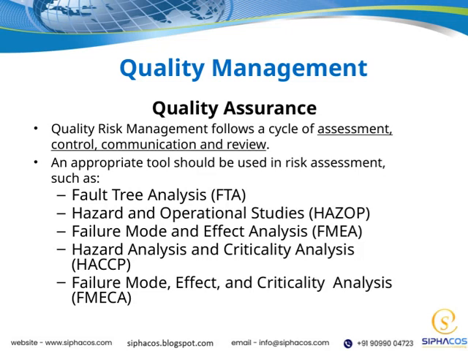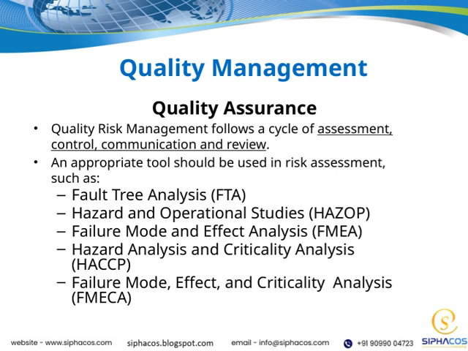Let's talk about quality assurance. In this area, quality risk management follows a continuous cycle that includes assessment, control, communication, and review. This cycle helps us identify potential risks, implement controls to mitigate them, communicate effectively about these risks, and review our processes to improve continuously. When it comes to risk assessment, choosing the right tool is crucial.